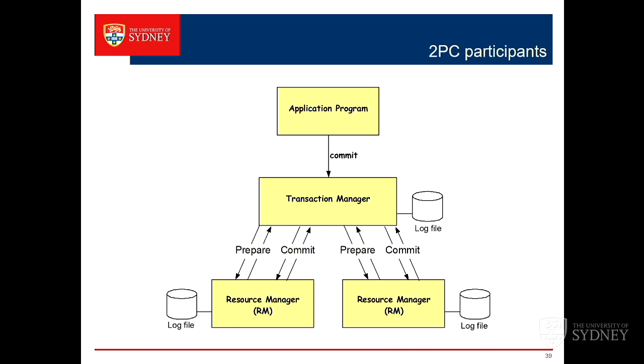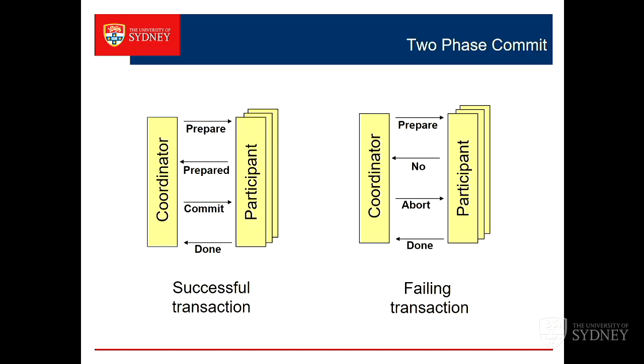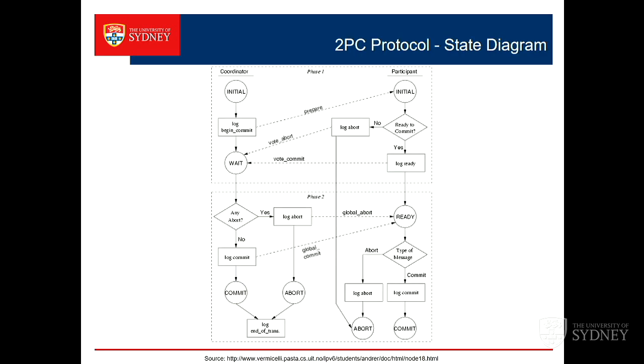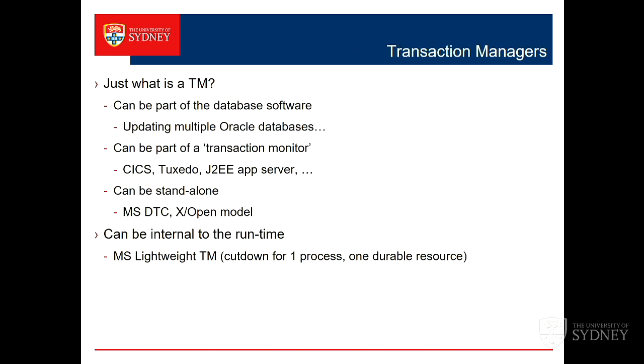There's a nice diagram of it. Application program, it does a commit, goes to the TM, which sends out prepare messages to everyone. They all come back and say yes, then it sends out commit messages. And all of that stuff is heavily logged. A successful transaction looks like the left-hand side. We do prepare, everyone comes back and says cool, and we do commit, and we do done. And a failing distributed transaction looks like the right-hand side: prepare, at least one of them says no, I can't for some reason, and then we send everyone an abort and we're done. And there's a complicated state diagram which I won't go into now. Right, let's go back to here.